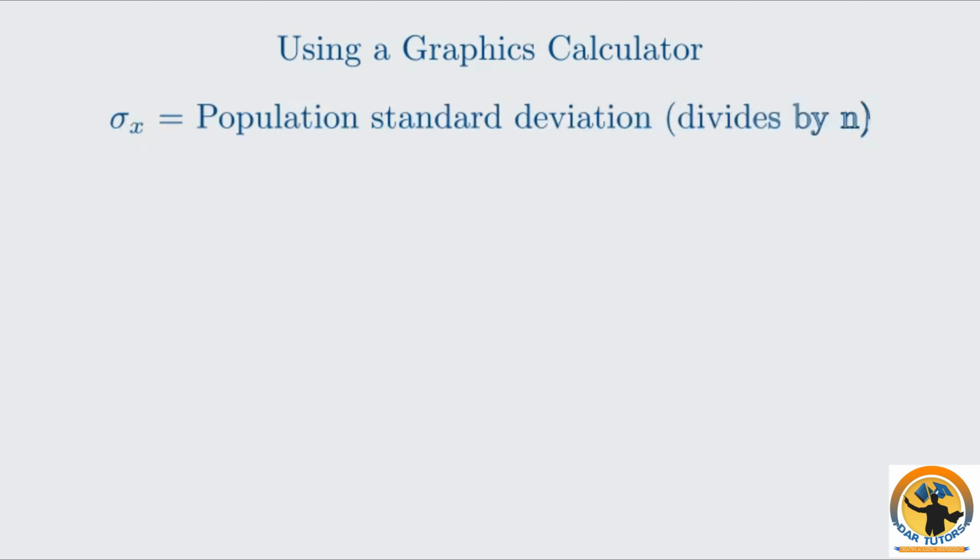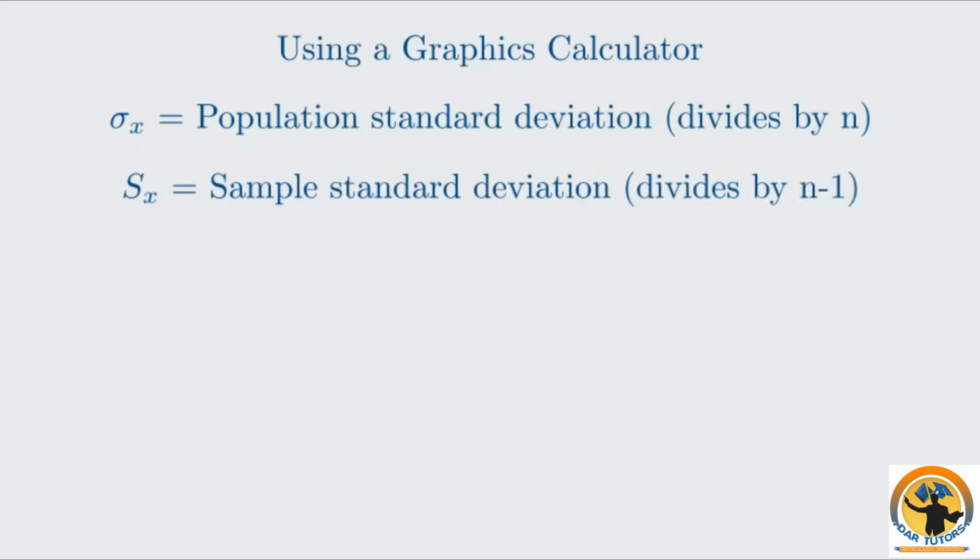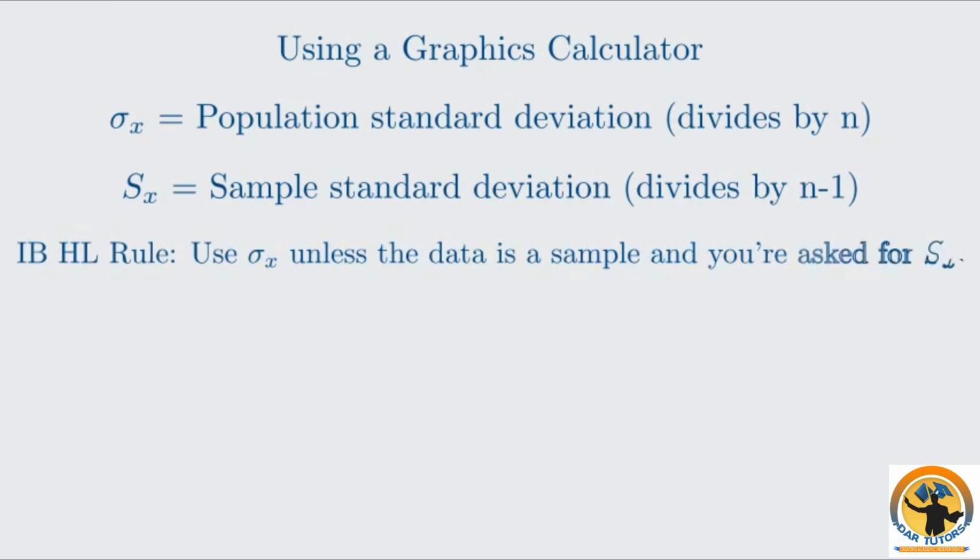Your calculator will typically provide two standard deviation values. The first is sigma x, which is the population standard deviation, dividing by n. The second is Sx, which is the sample standard deviation, dividing by n-1. As per the IB Analysis and Approaches HL convention, you should always use the population standard deviation, sigma x, when solving problems unless specifically told that the data is a sample and to use the sample standard deviation, Sx.